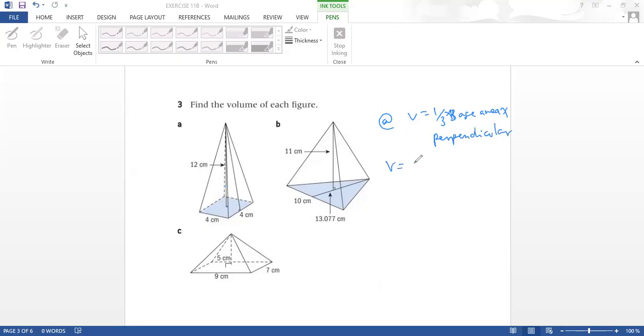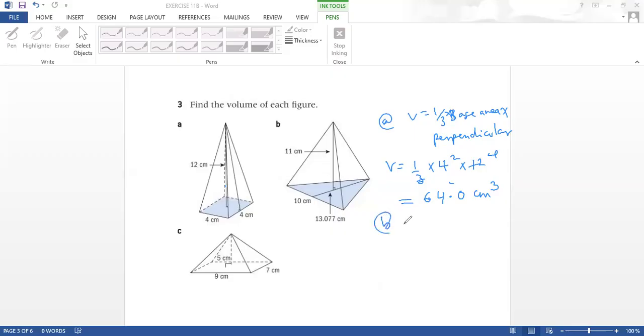So for part A, it will be a third multiplied by base area, that's a square. So 4 squared, multiplied by the perpendicular height, which you have been given as 12. 3 will cancel out 12 to give you 4. 16 times 4 should surely give you 64. To 3 significant figures, 64.0 cubic centimeters.